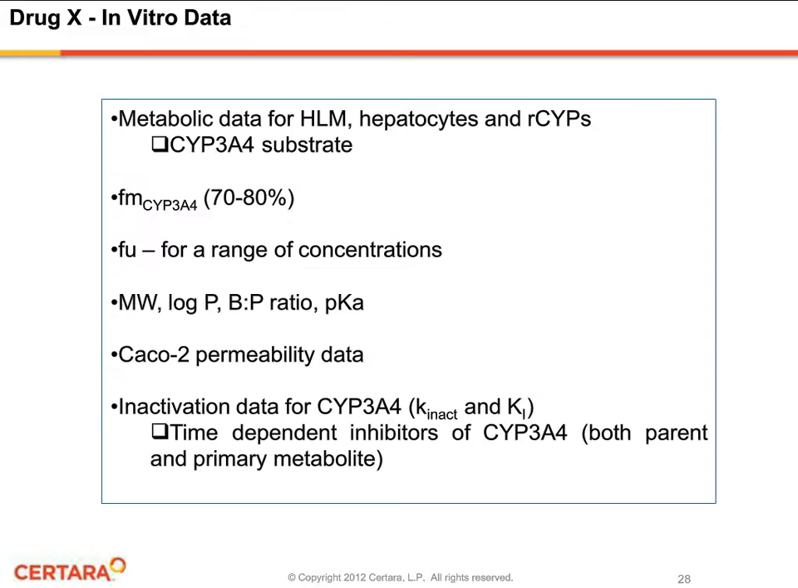So again, very important, this is often the question that I'm asked: what data are required to actually develop a PBPK model? Well, in this particular case, for this particular drug, there were metabolic data available for human liver microsomes, hepatocytes, and RCIPs. FM CYP3A4, quite a tight range, really. I'm saying 70 to 80, but this was quite a robust value, and all of the numbers tied up with respect to the recombinant CYP enzymes and also HLM and chemical inhibition.